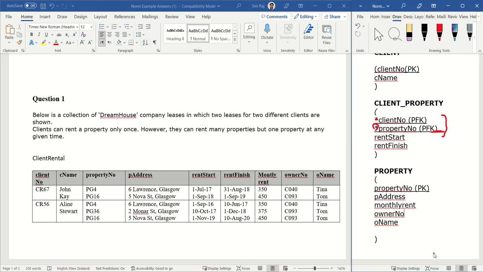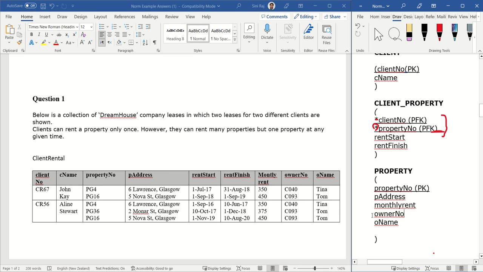Now in the third normal form, what we have to do is identify the non-key dependencies. If we look at the property table here, you have P address, monthly rent, and then owner number, owner name. You need to look at the non-key attributes, and if there is a dependency between the non-key attributes, then you need to remove it and make it into a different table, right?